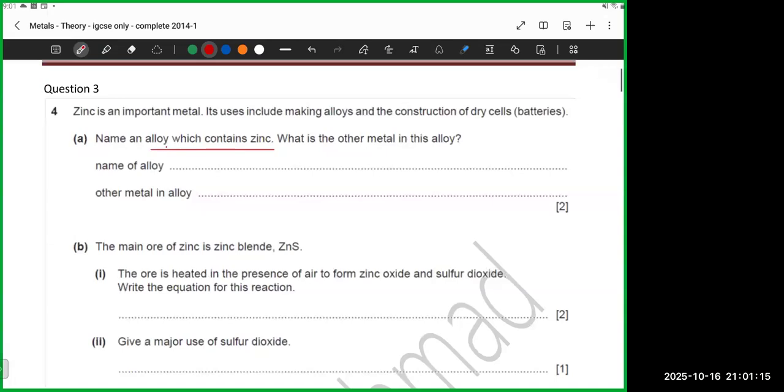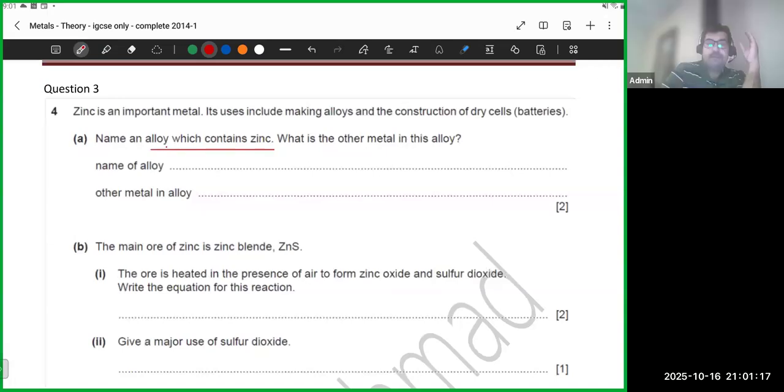Brass, okay. Remember, apart from steel, there are 2 alloys which you have to remember. One of them is brass. And what is brass? That's brass and bronze, right? Brass is copper plus zinc.